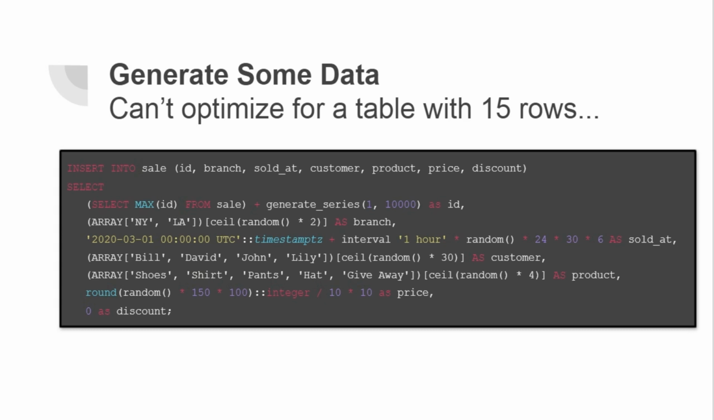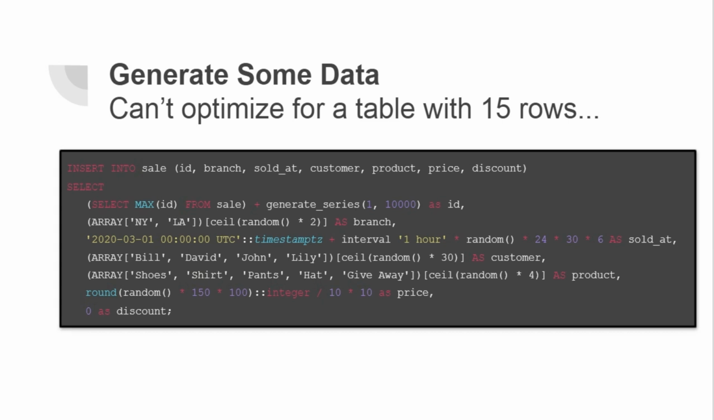So to generate some random data that we can optimize, we start with generating IDs. There's a function called generate series. Don't be too scared if you don't understand everything. This is a pretty messy query, but we start with generate series. This function generates a table or a range or a series going from 1 to 10,000, okay? And we take the maximum ID from the sale table and we add it to this series. This will cause this entire block to be duplicated 10,000 times. This is like a table, okay?